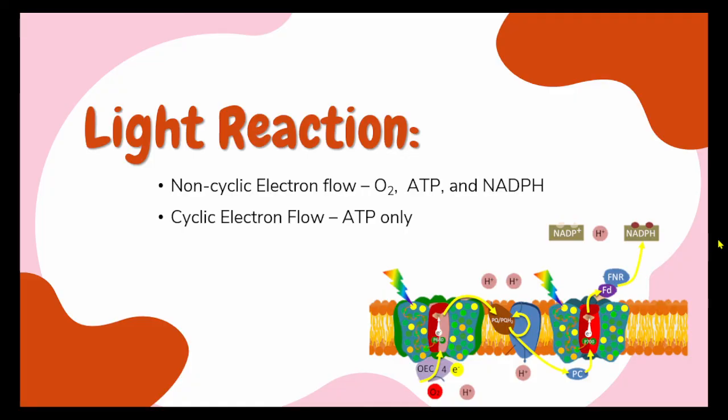Okay, so let's wrap it up for light reaction. Again, there are two possible routes. We have the non-cyclic electron flow. Three products are made: oxygen, ATP, and NADPH. And oxygen is the byproduct, ATP is our energy form, and NADPH is an electron carrier. And for cyclic electron flow, it's just ATP. Okay, and I think that's it for the light reaction.